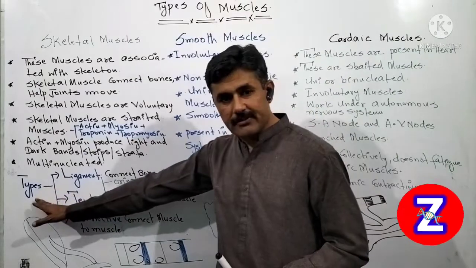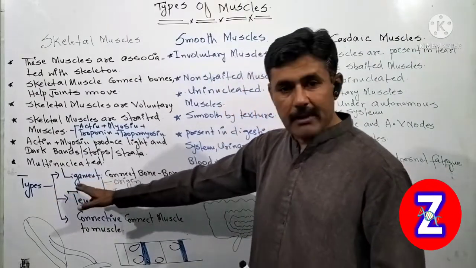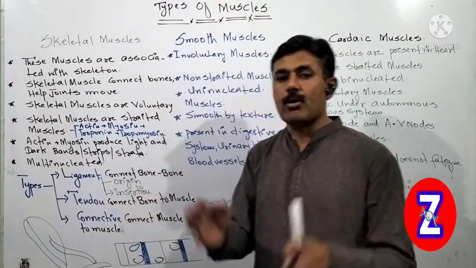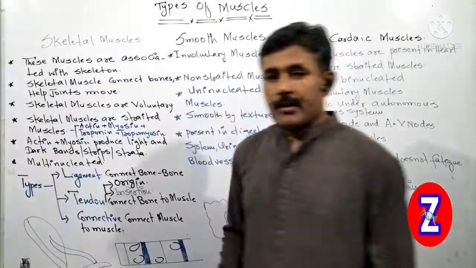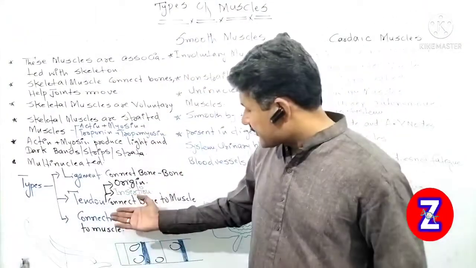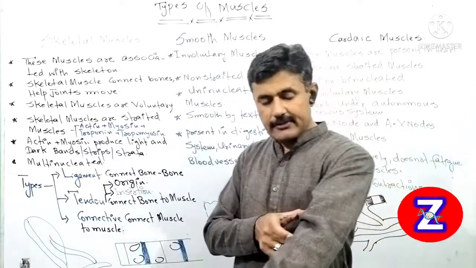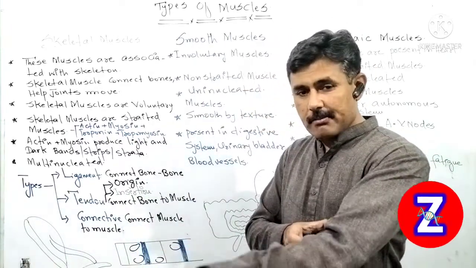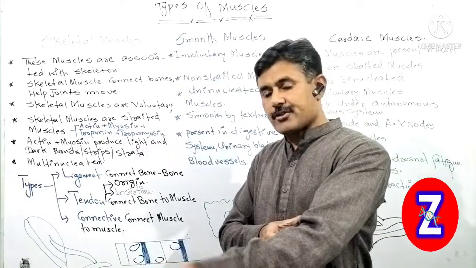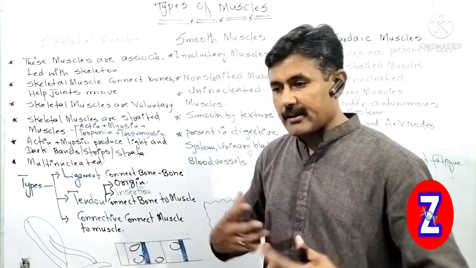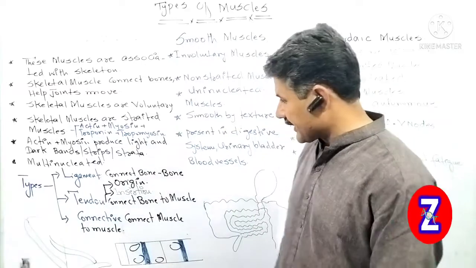There are three types of these kinds of muscles. There are ligaments, which connect bones to bones. Ligaments are tight tissues that connect bones, holding the pieces of the bones together to make the actual framework of the skeleton.